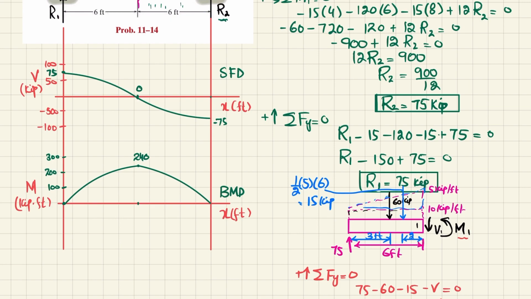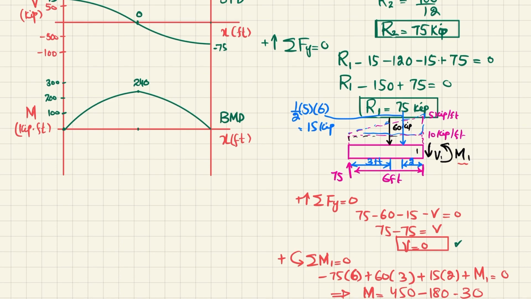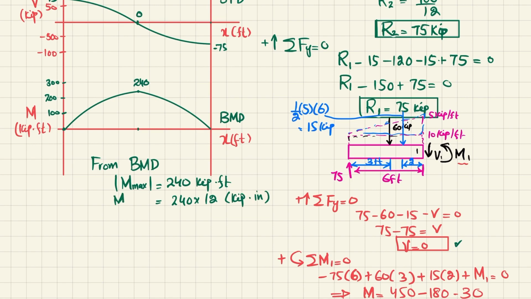Now what will be the next step? So we will take from BMD, bending moment diagram. The maximum absolute value of bending moment is 240 kips into feet. So when you convert it into inch, 240 multiplied by 12, and the unit will be kips into inch. That is maximum bending moment.